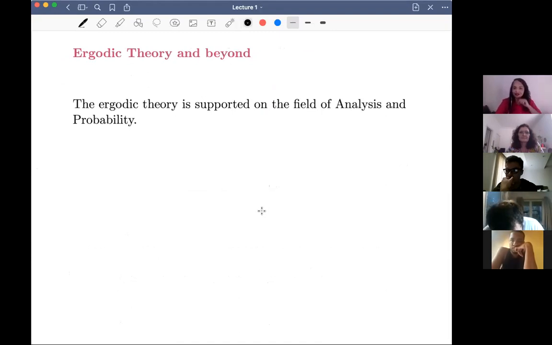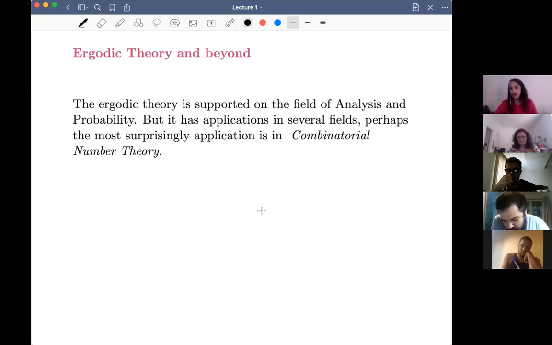Well, okay. I have to say that ergodic theory is a field very supported on two other fields, which are analysis and probability. Measure theory, you can think. So if you start to study, you see many features of these other fields, and you see that we use this a lot to get the results. But it has several applications in many fields. And at least for me, the most surprising is an application in combinatorial number theory. So let me, just to finish this motivation, give some ideas of the kind of application that we have nowadays in combinatorial number theory.